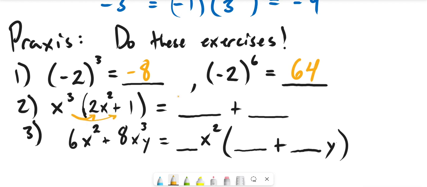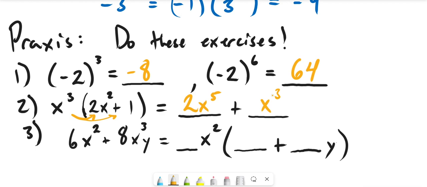Let's distribute, right? Bring this in against both terms. That's the exercise here. 2x squared times x to the third. Well, x squared is 2 x's times x to the third. That's 3 more times x's. So that gives me a total of x to the 5th power. There's a 1 here, so I hit that with the x to the third, and I just get x to the third. So this is our final answer.